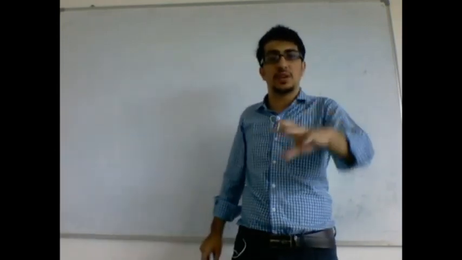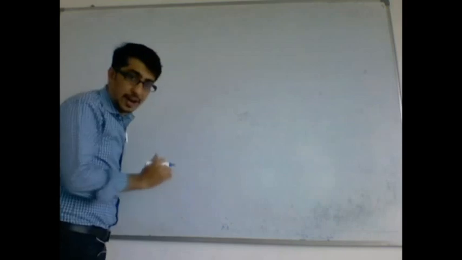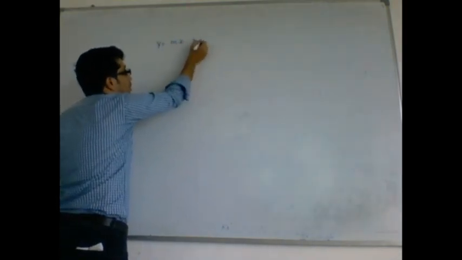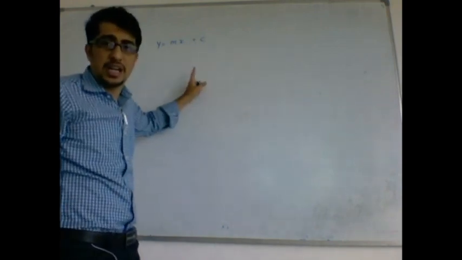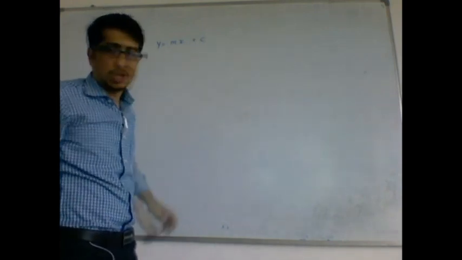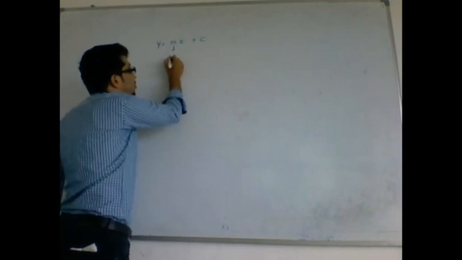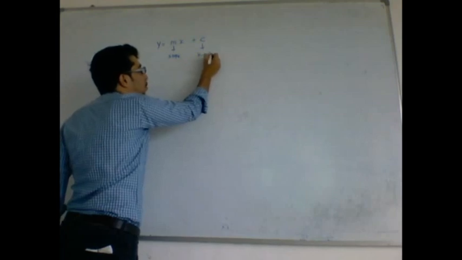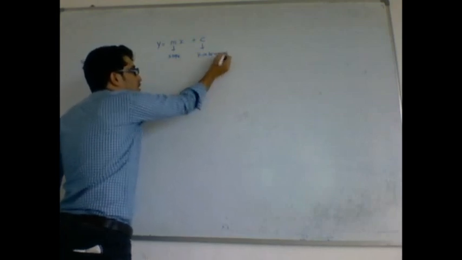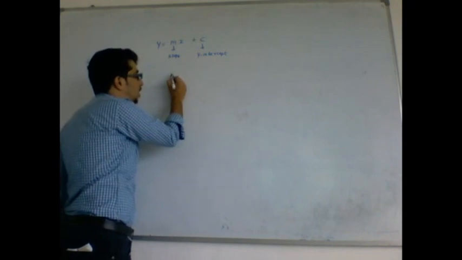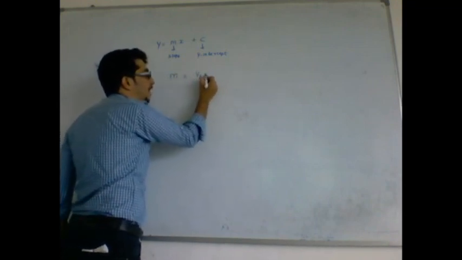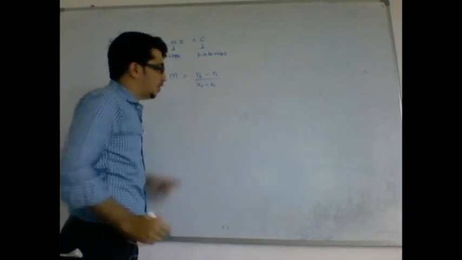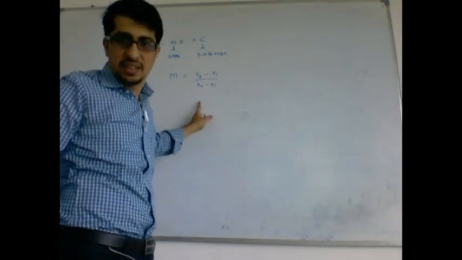What is equation of line? Equation of line, y equals mx plus c. This is the slope intercept form of line, in which m means slope and c means y intercept. Again, the formula for slope is m equals y2 minus y1 upon x2 minus x1, which you might have already studied in standard 10.